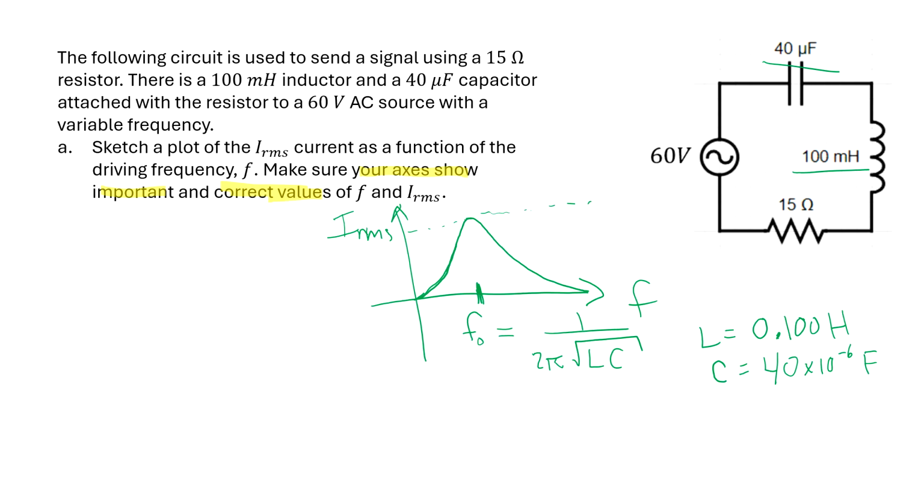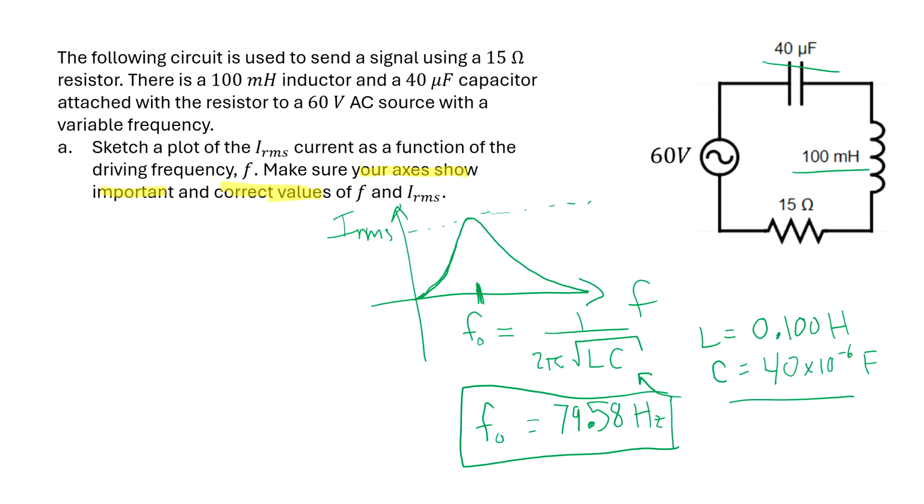If you combine these and put them into this equation, the 1 over 2 pi root LC, then you'll find F naught equals 79.58 hertz. 79.58 hertz. And this is going to be important. We're going to need this value, so we're going to keep it for now. And that's where F naught is supposed to be.